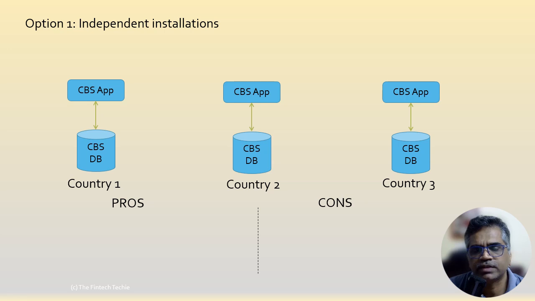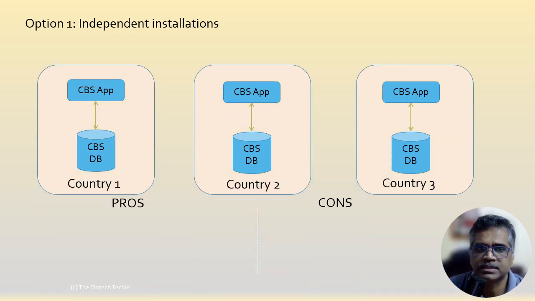So what are the different options? We're going to see the three main options. The first option is independent installations. As the name suggests, it's probably the simplest one. You replicate an installation into other countries as well. So this is country one, country two, and country three. Now, this is the simplest deployment. Obviously, it comes with its pros and cons.